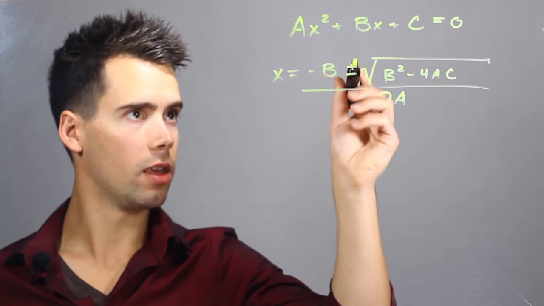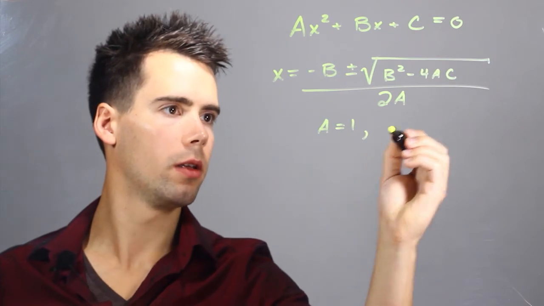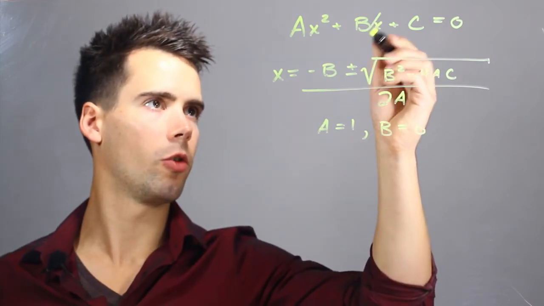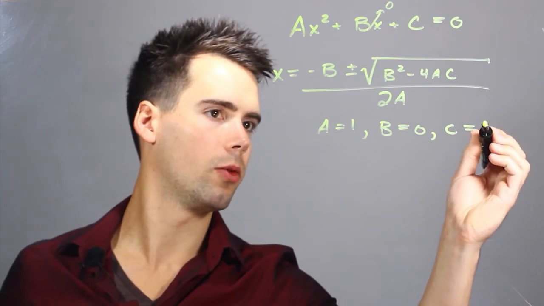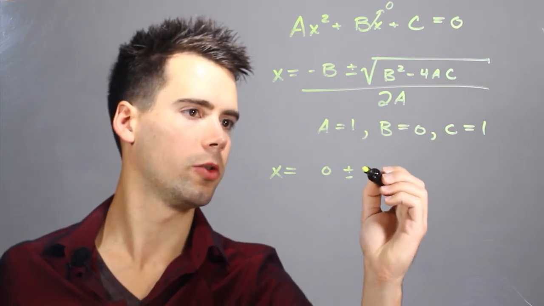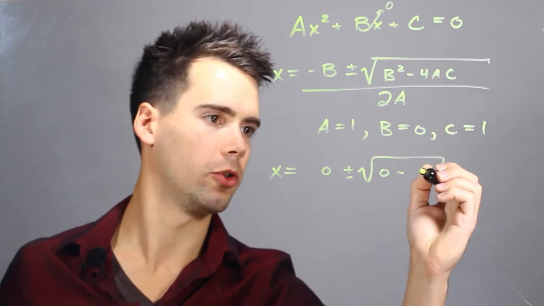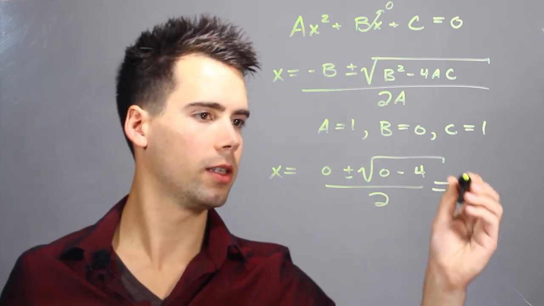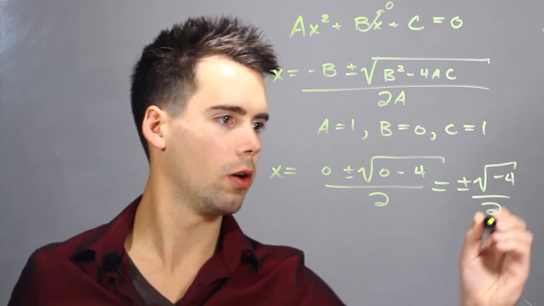Now we can put in the coefficients. For example, we could say a is equal to 1. For ease of calculation, b is equal to 0, meaning this term would actually disappear. And we could also set c equal to 1. And we find that x is equal to negative b, so 0, plus or minus the square root of b squared, which is 0, minus 4 times a times c, which is just 4, over 2 times a, which is 2. And we find it's equal to plus or minus the square root of negative 4 over 2.